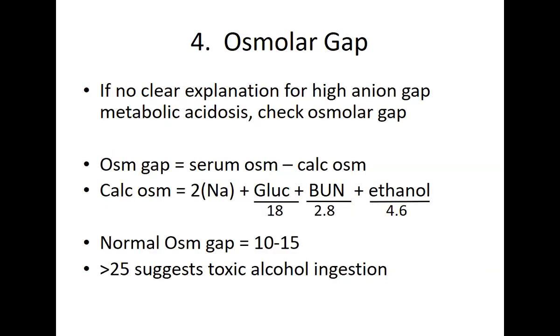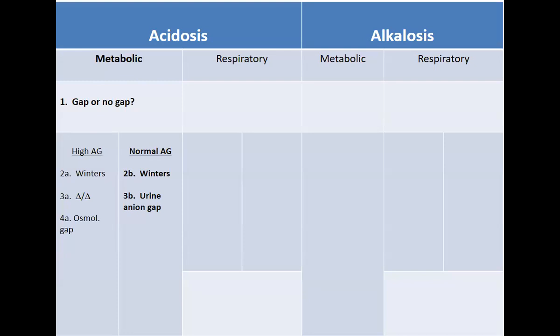So if you have somebody with an elevated anion gap and their lactate's normal and they're not in ketoacidosis and you can't figure out what's going on, there might be a suggestion of some sort of toxicity, check an osmolar gap. This is how you do it. Here's the equation: 2 times sodium plus glucose over 18 plus BUN over 2.8. Don't forget the alcohol if your serum alcohol is elevated. A normal osmolar gap is 10 to 15, and higher than 25 would be an osmolar gap suggesting some sort of toxic ingestion. Okay, so that's gap acidosis.